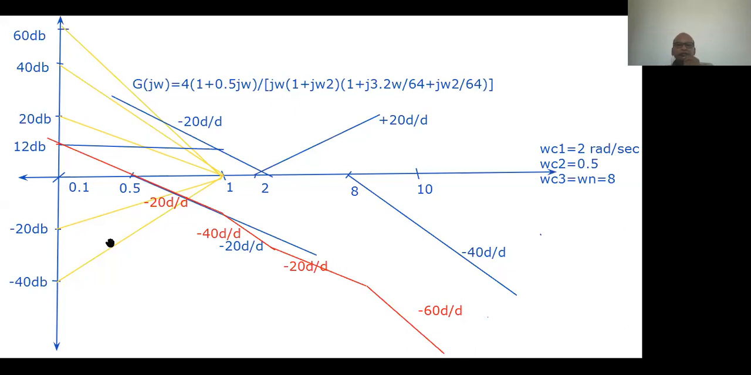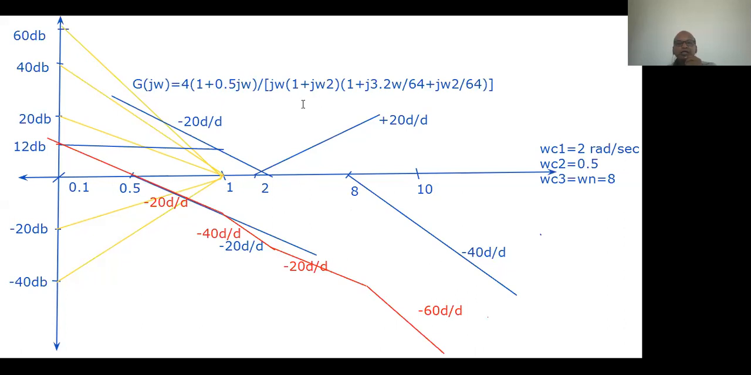And then draw the phase angle plot. The phase angle plot follows the same procedure. Take the values of omega equal to 0.1, 0.5, 2, 5, 8, 10, and then calculate the phase angle. The phase angle of the constant is equal to 0. The phase angle for this is plus tan inverse of imaginary divided by real, that is 0.5 omega. Then here is minus 90 because there is a single pole at the origin.